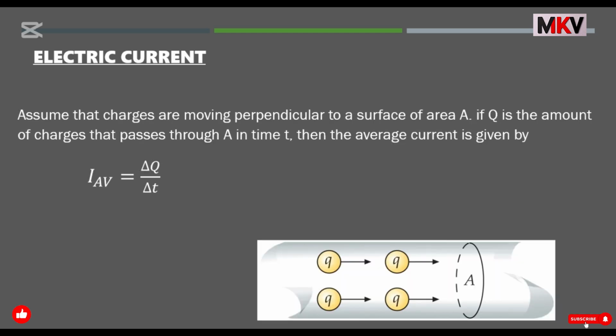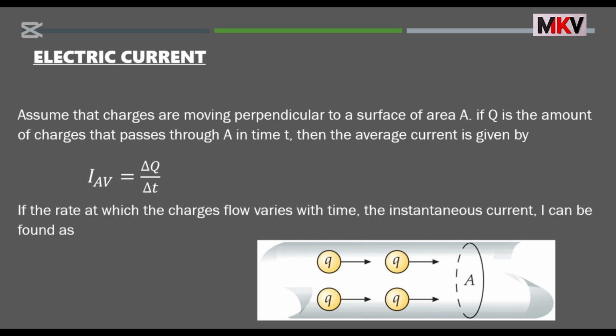Assuming that charges are moving perpendicular to the surface of area A. Now, if ΔQ is the amount of charge that passes through the area in time Δt, then we can find the average current within that area. The average current is calculated as the charge per the change in time: the amount of charge passing through that area divided by the time over which the charges are moving. That gives us the average current in that conductor.